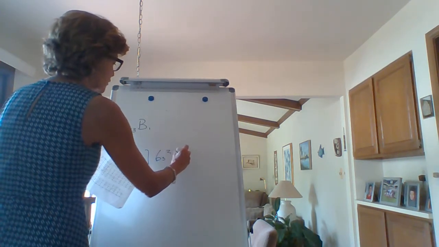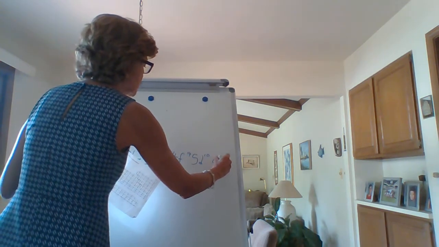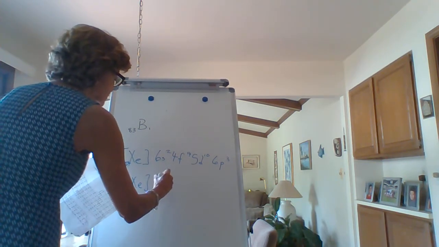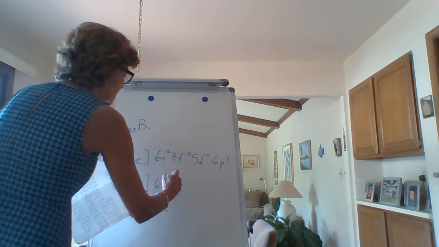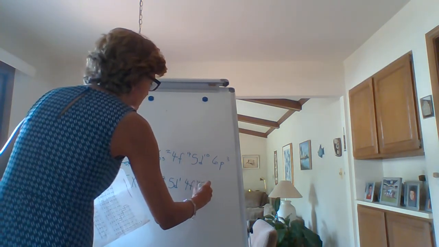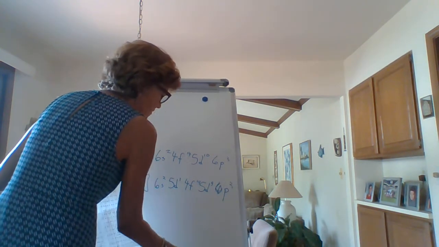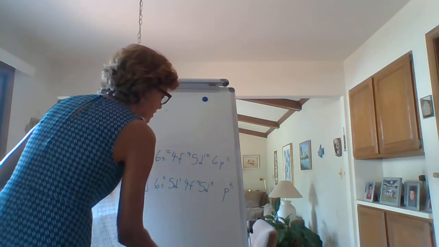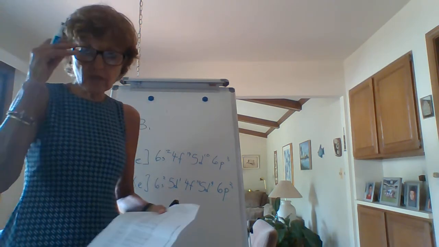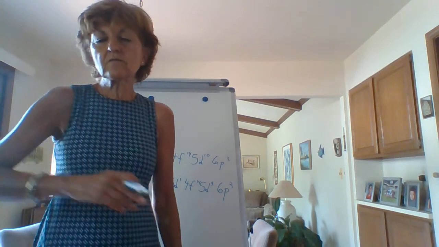6s2, 4f14, 5d10, 6p3. Or you can write xenon, 6s2, 5d1, 4f14, 5d9, 6p3. This is supposed to be a 6, funny looking 6, 6p3. Either one of these is fine for the condensed noble gas configuration shorthand.